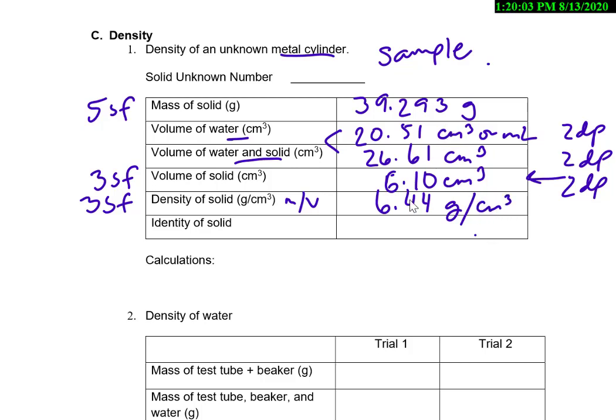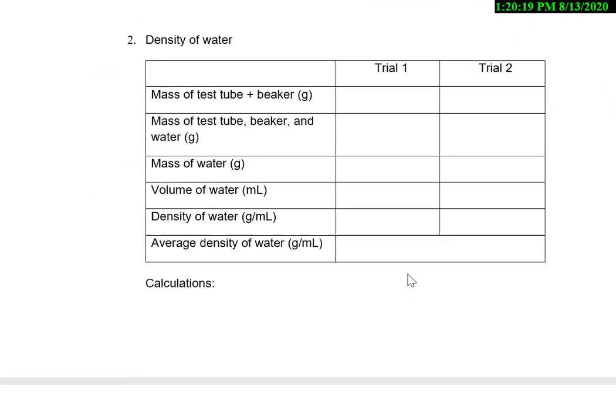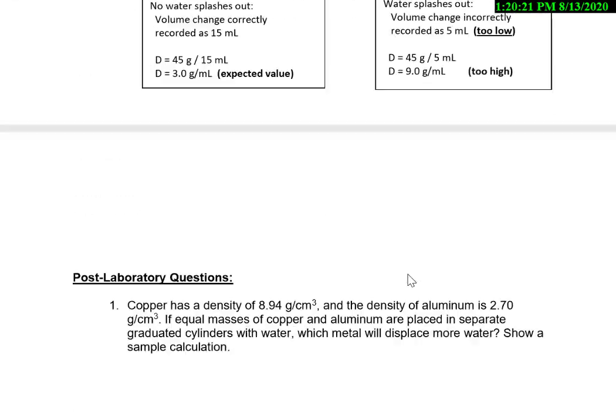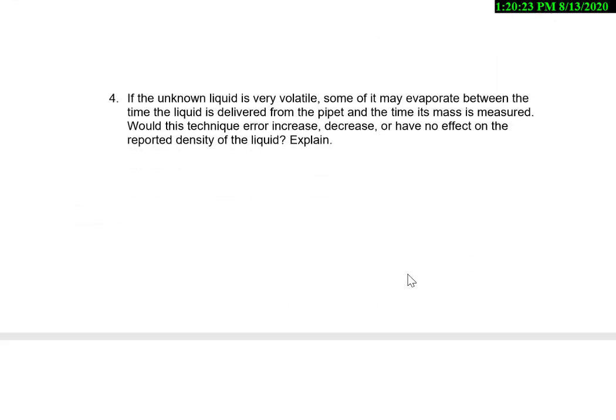And then you'll go look at the table and see who has that density, which metal matches closest to that density to get your identity. So make sure you use the sig fig rules really carefully along the way, all the way through these density measurements. And then you'll complete the post-lab questions.